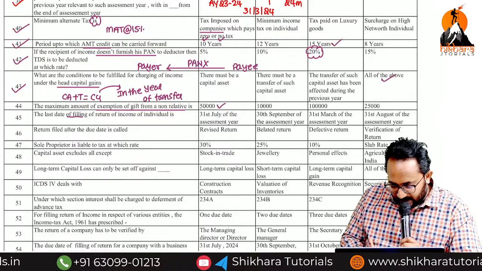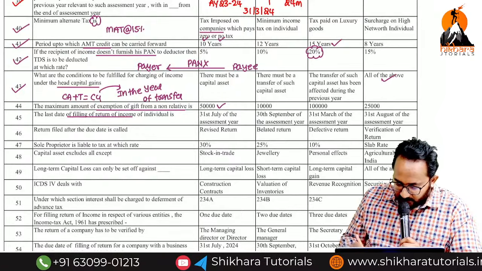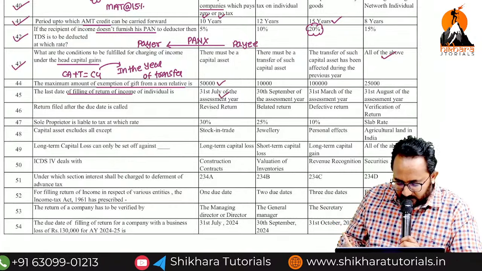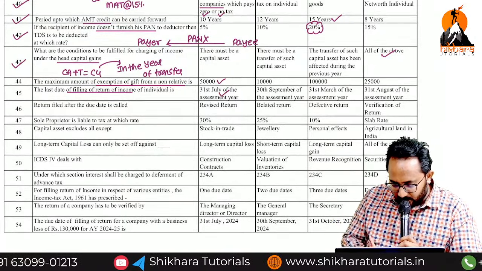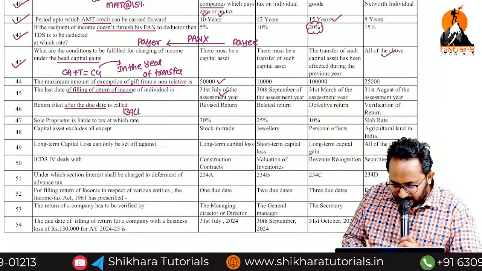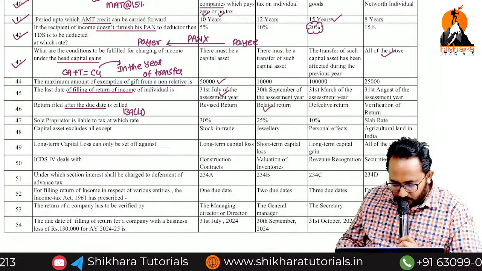Next, what is the last date of filing of return of income of an individual? In the case of an individual, assuming there is no tax audit, 31st July of the assessment year. A return filed after the due date is called a belated return under section 139(4).